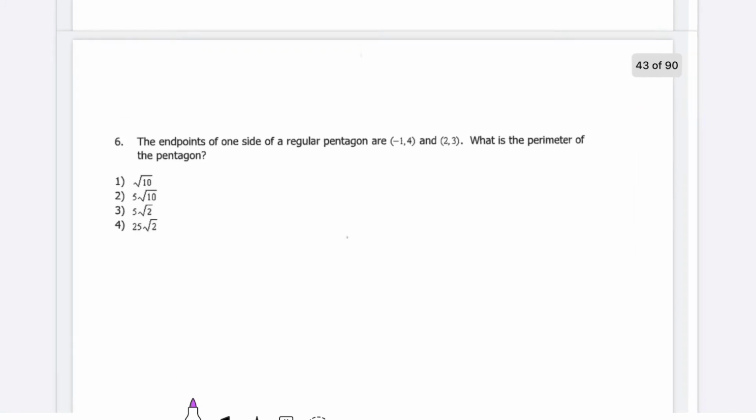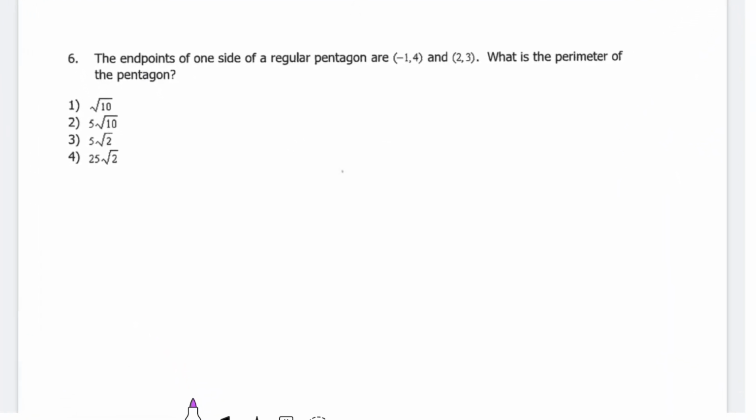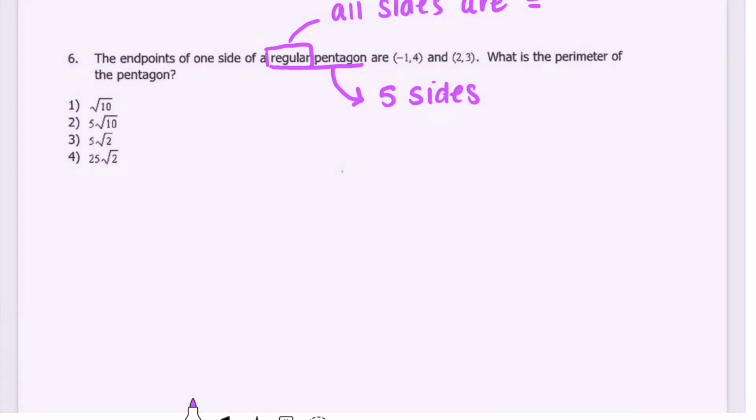And lastly, number 6: the endpoints of one side of a regular pentagon are (-1, 4) and (2, 3). What is the perimeter of the pentagon? So a regular pentagon, anytime they use the word regular in front of a shape, that means that all sides are equal. And then a pentagon has 5 sides, which you guys should know. Also, the prefix pent means 5.